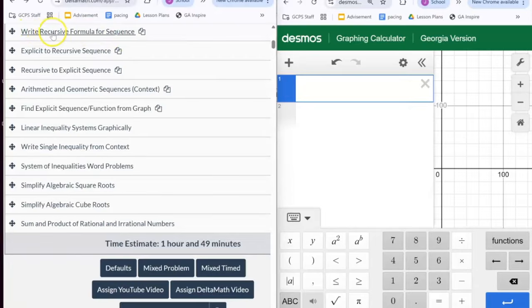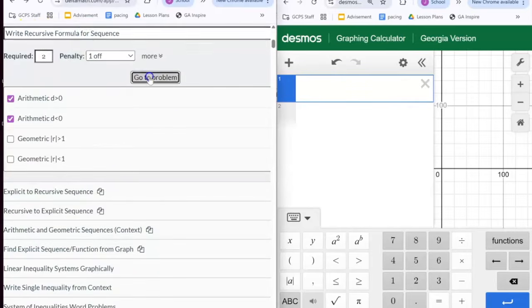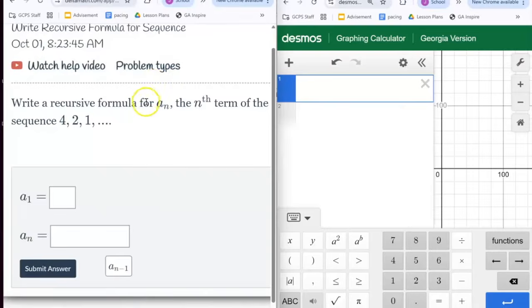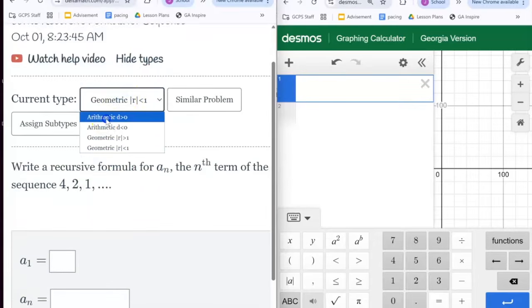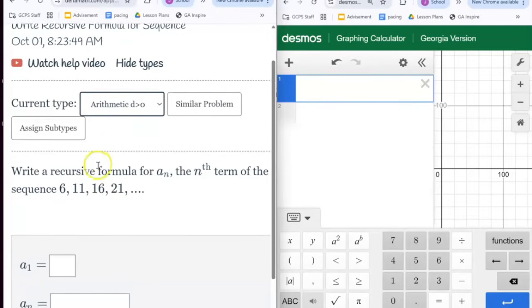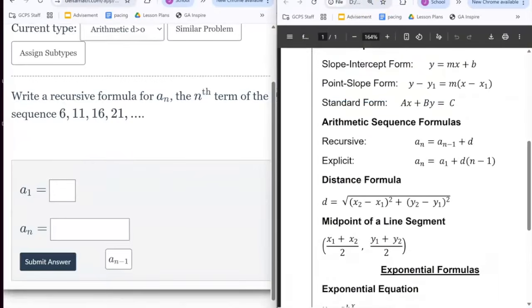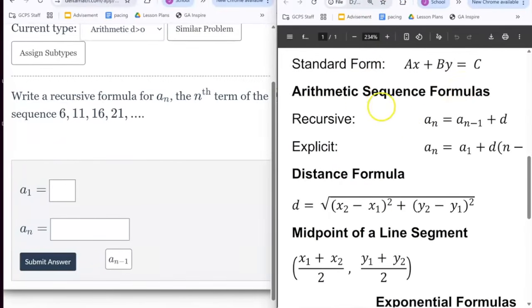So we're going to take a look at write recursive formula for a sequence next. Again, the only one we've done is arithmetic, so that's all I'm going to cover. Looking at your formula sheet, the recursive one is this. To find the a sub n term, you need the a sub n minus 1, and all that means is the term before. So the one before plus the common difference. And remember, the common difference is the second minus the first.